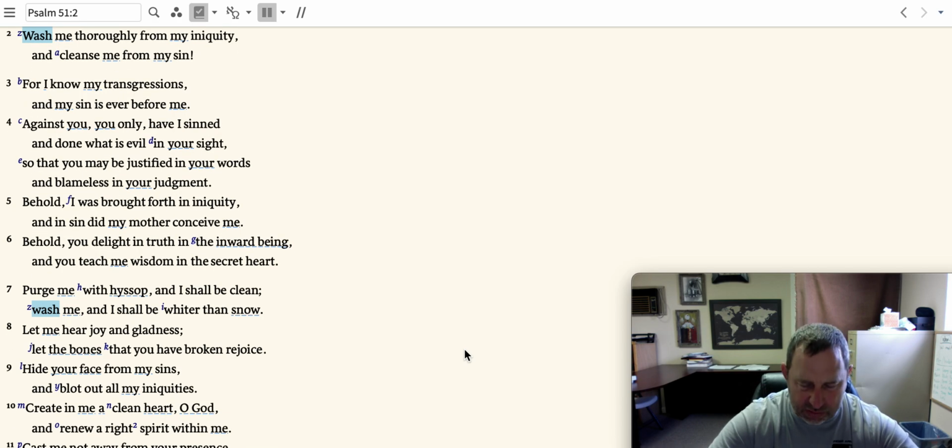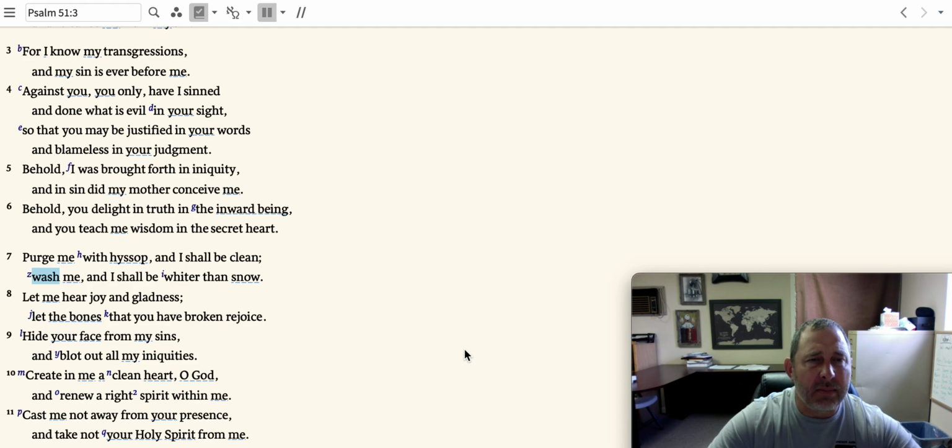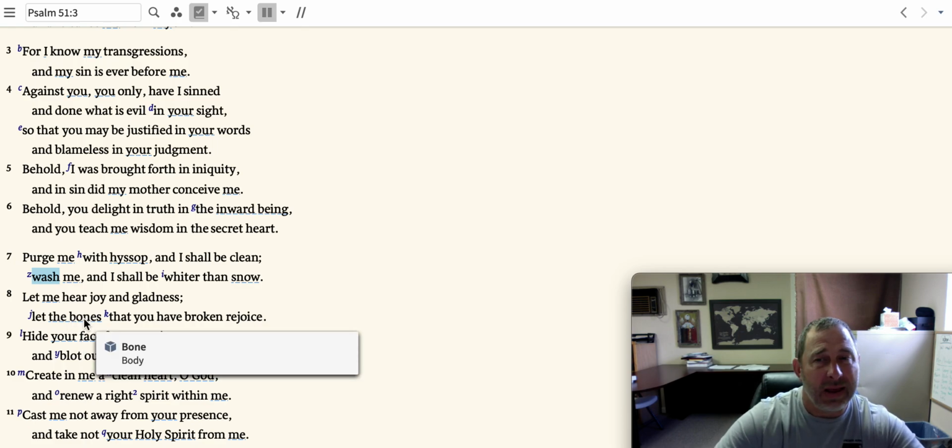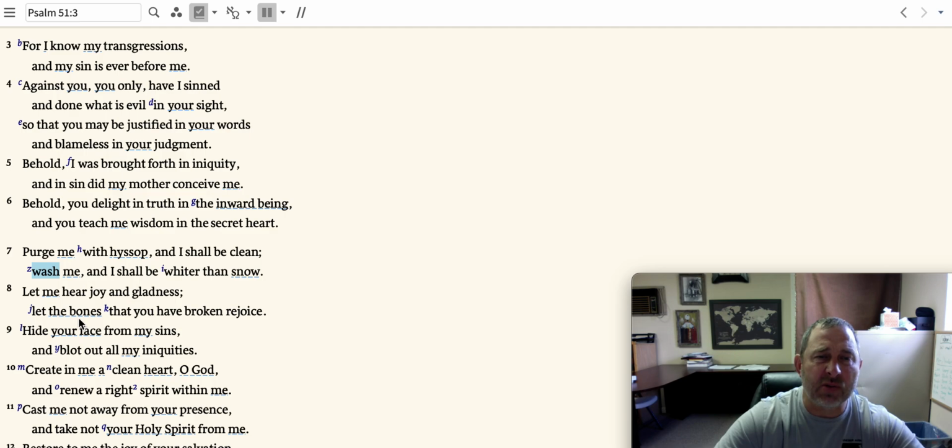So look at verse 8. Let me hear joy and gladness. Let the bones that you have broken rejoice. Well, first of all, we're not doing Synecdoche again. We're doing metonymy. But here is another Synecdoche, a part representing the whole. Again, it's bones. So these bones represent his life being broken apart. But let's focus on the metonymy.